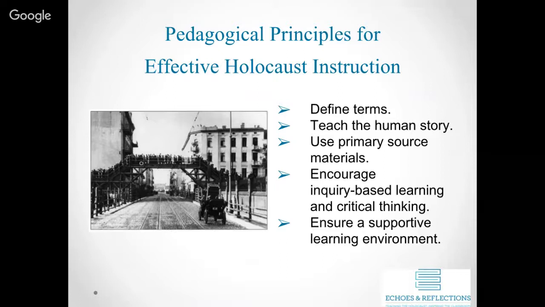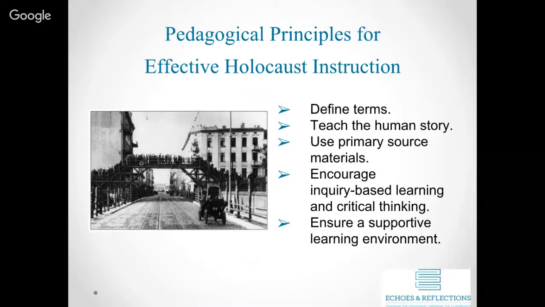Oftentimes when we're thinking about the conflict of the Holocaust itself, we're thinking of the 6 million. But those 6 million that died during the Holocaust were 6 million individual human beings, which each had their own story. And in looking at some of these stories, we can see some of the richer context that can even examine our National History Day theme this year. And we'll talk more about that momentarily.